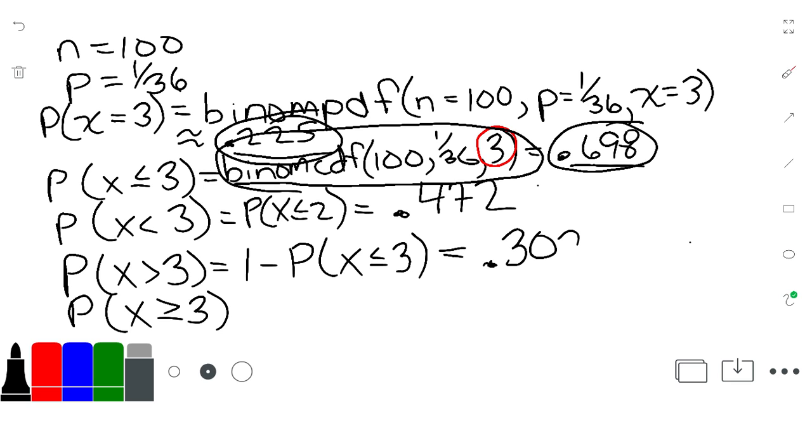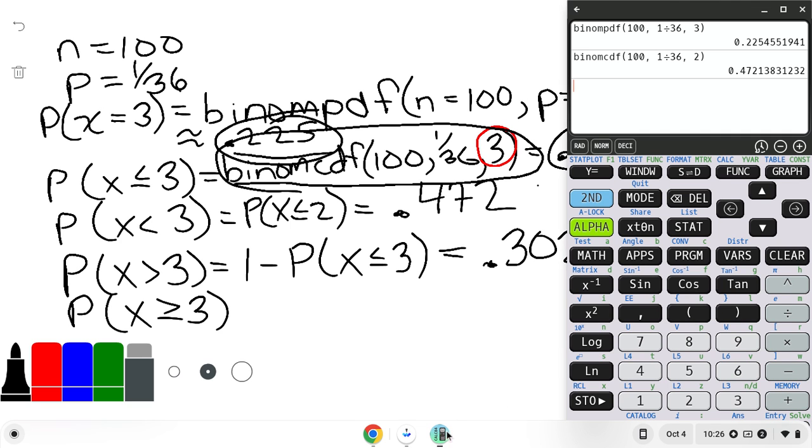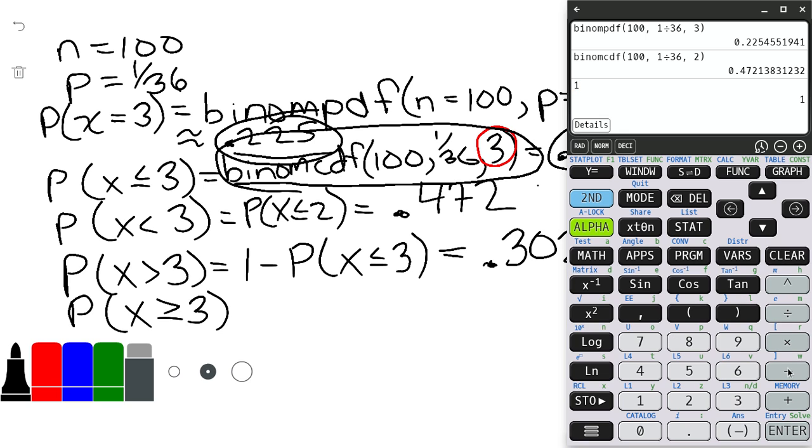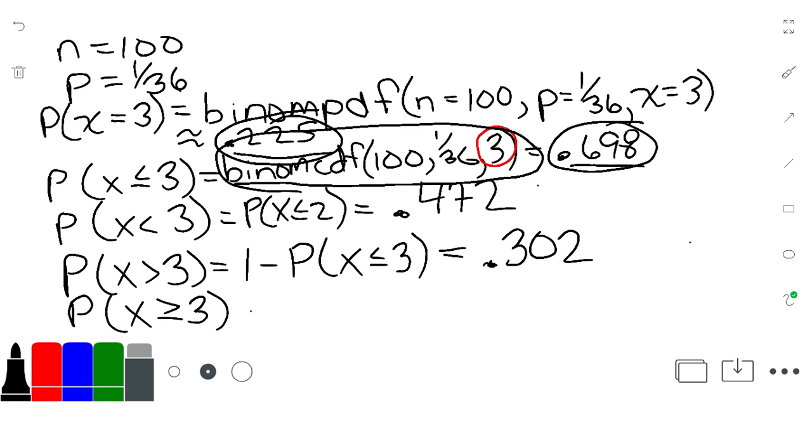You know what? I should double check myself. I'm making this video in the morning before I've done any math whatsoever, so you never know. 1 minus 0.698. What do you know? 0.302. I was right. Okay, now again, so now the probability that x is greater than or equal to 3.